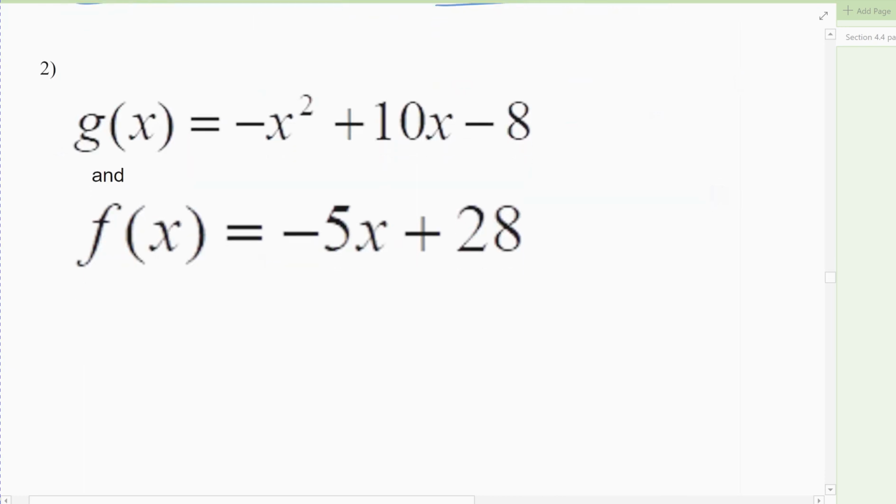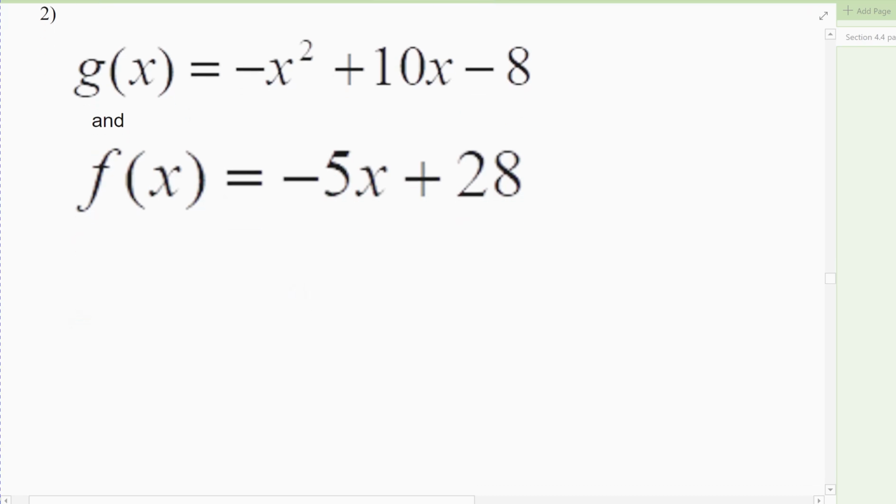All right, so I've got my function g of x, which is our parabola. I've got my function f of x, which is my line, negative 5x plus 28. I'm going to solve the first one algebraically, and maybe I'll solve the second one graphically. So I'll do one of each. First example I'll do with algebra, second example I'll do graphically.